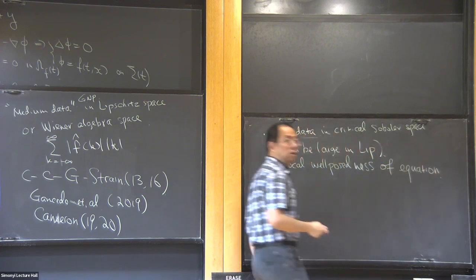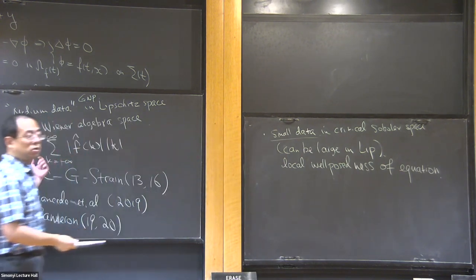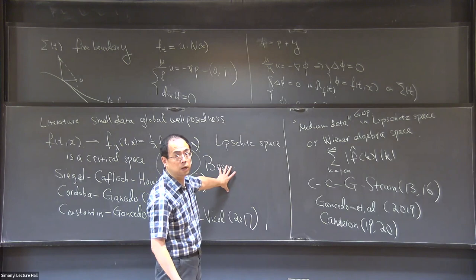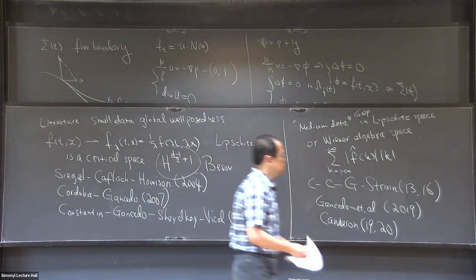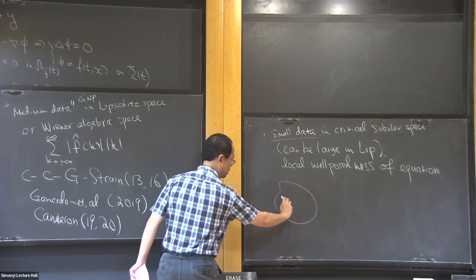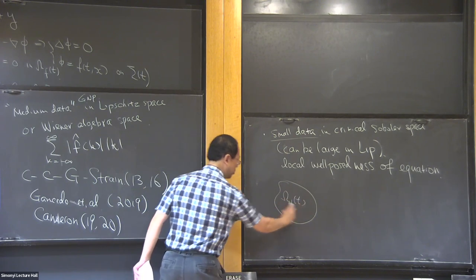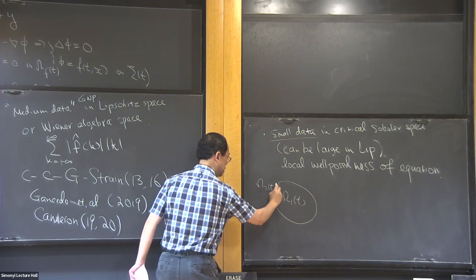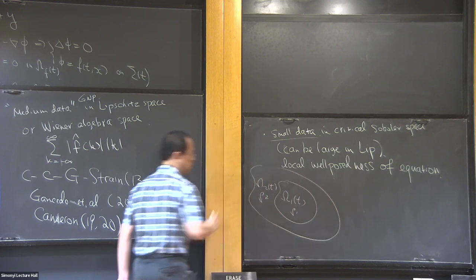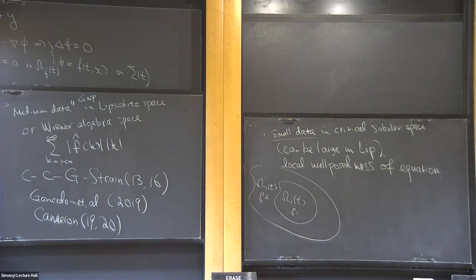The last thing I want to talk about is that you can also consider the equation when the interface, the free boundary, is not given by a graph. You can consider something like this: omega 1 is the inside and omega 2 is outside, and you have rho 1, rho 2 in these two different subdomains.